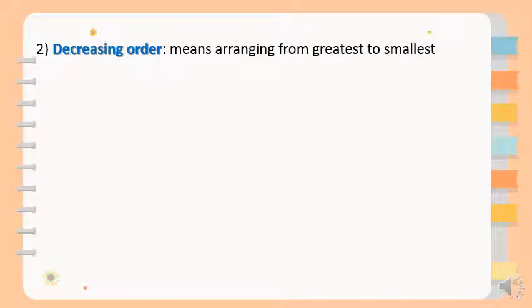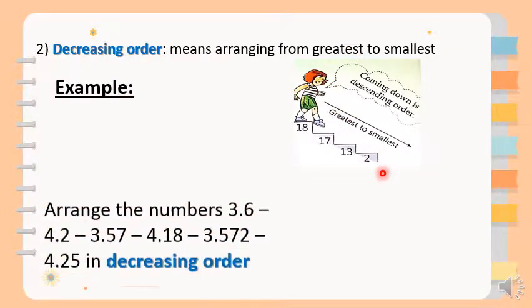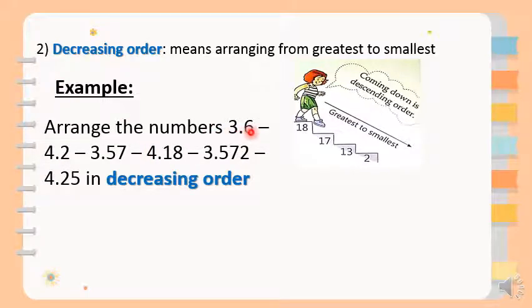Now we are going to talk about the second case, which is arranging decimal numbers in the decreasing order. Decreasing order means arranging the numbers from greatest to smallest, up to down. Example, arrange these decimal numbers in the decreasing order, from the greatest to the smallest. So our target first is to search for the greatest decimal number. So let's first compare their whole parts.